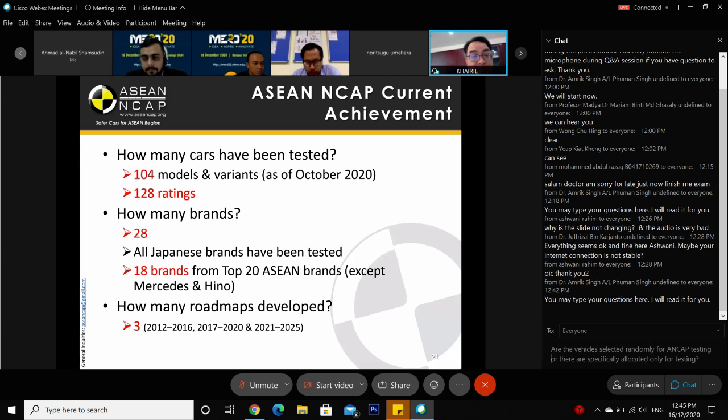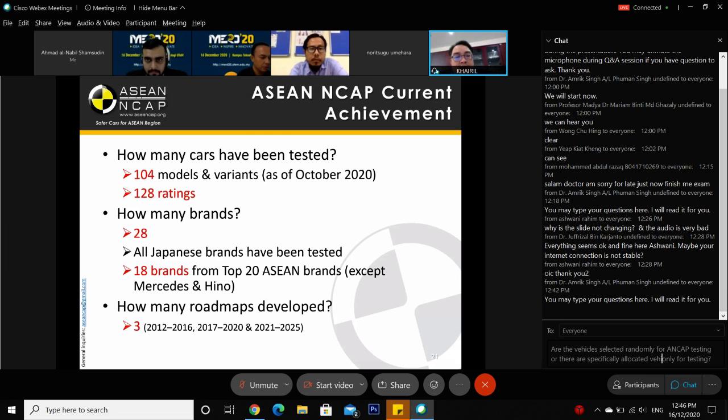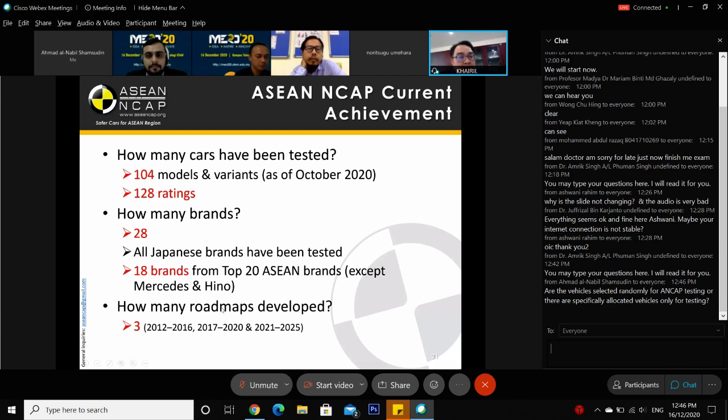So it's quite high, and almost all Japanese brands have been tested. I purposely mention Japanese here because 83% of the passenger car market is dominated by the Japanese market. Toyota, Honda, Nissan, Mitsubishi, you name it. So they conquer Asia, they conquer ASEAN. And if we calculate Perodua as a Japanese brand, then it becomes bigger, of course. But that is how we calculate now. So we tested the top 20 except Mercedes and Hino, and we tested BMW.